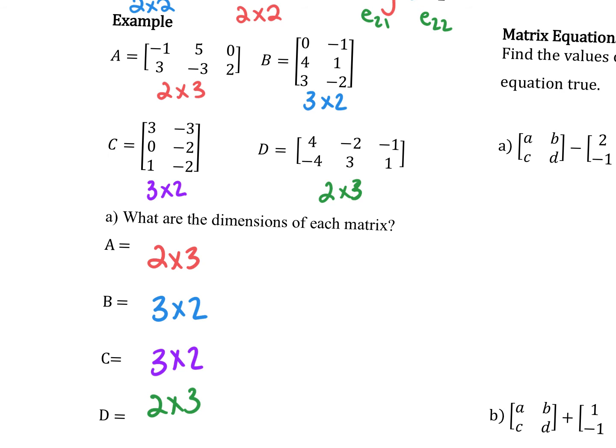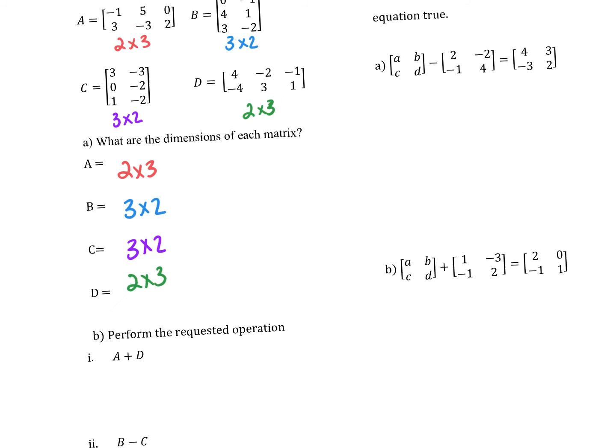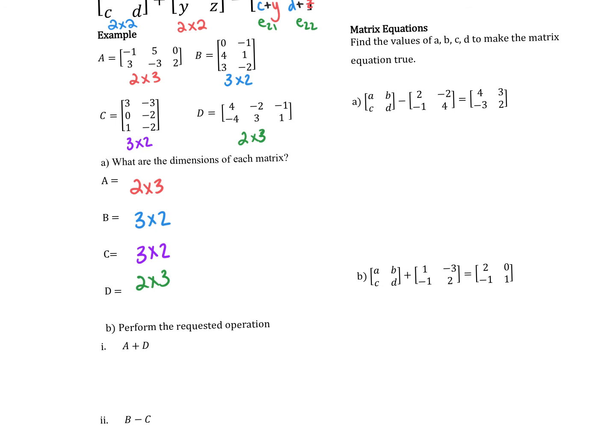It says perform the requested operation. The first one says to add A plus D. Question, can I add A plus D? Yes or no? Yes. Why can I add A plus D? They have the same dimensions, right? So all I have to do is add each element to its corresponding element. Here I'm going to add -1 to +4. What's -1 plus 4? 3. Let me write that out so we know what I'm doing. -1 plus 4.